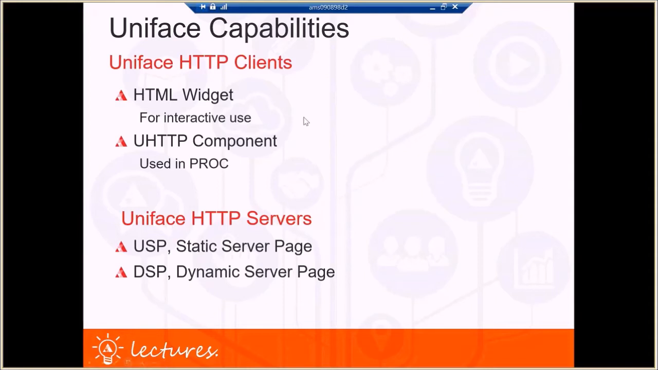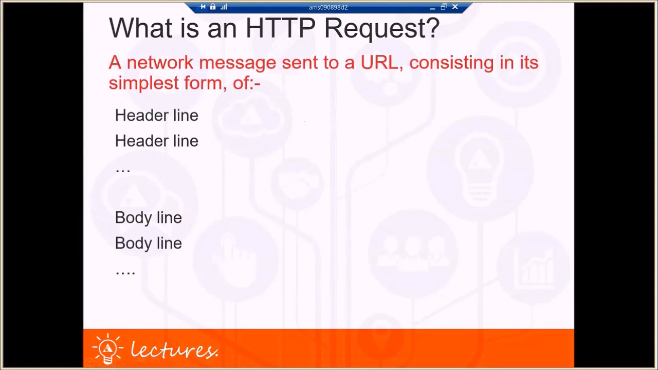So the first thing to look at, and probably the most important slide in this presentation, is this one, and it describes what an HTTP request is. It's a network message that is sent to a particular address, a URL, and in its simplest form it consists of just one or more header lines, a couple of carriage returns as the boundary to indicate that the header is finished, and then a number of body lines.